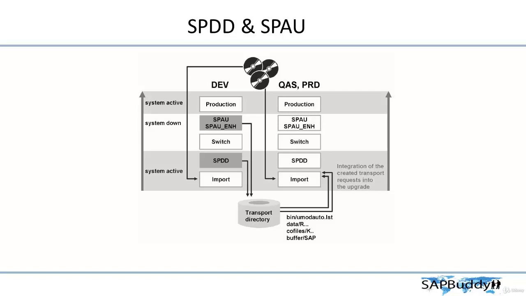So as we have seen before, SPDD and SPAU are quite important in order to modify the objects to the latest version. Otherwise, we may have loss of data when doing any upgrade.